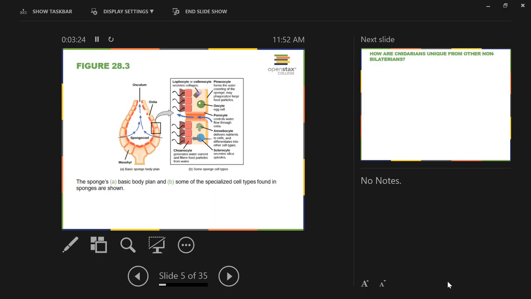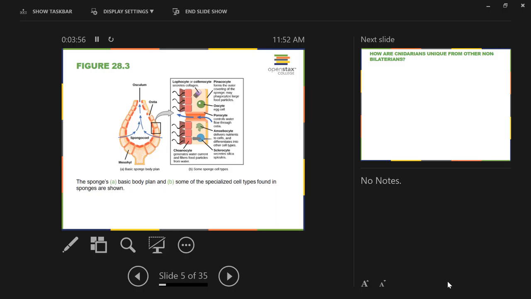So here is a typical sponge body plan. Those of you that had lab yesterday, you probably sketched something very similar to this. Those of you that have lab tomorrow, surprise, you will sketch something very similar to this. And this is a very simple sponge body plan. Here is an ostium, plural ostia, water drawn into the central cavity and then pumped out through the osculum, all right? And again, sponges are filter feeders, and they are really, really good at it.